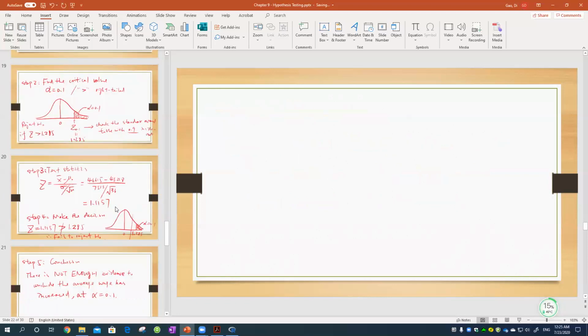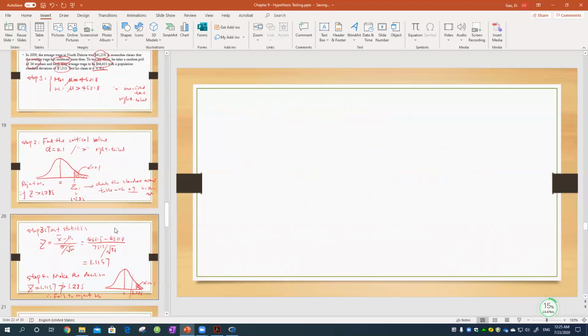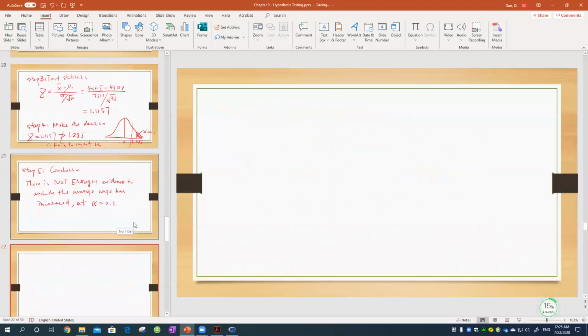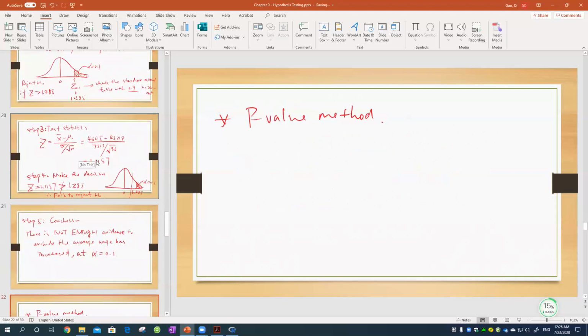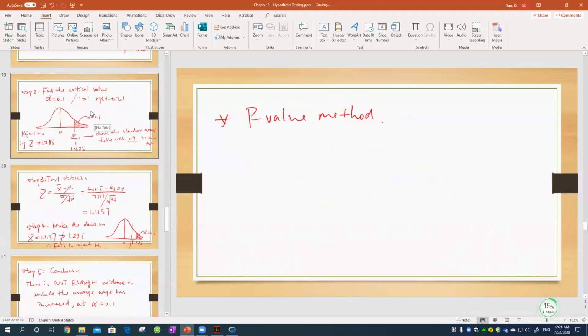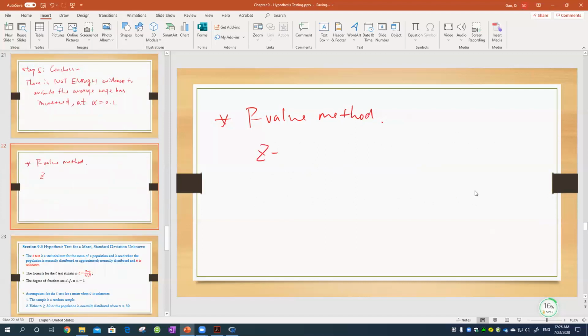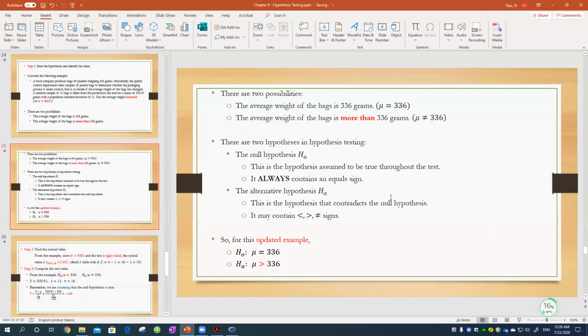And that's all for the critical value method of the 5-step hypothesis testing. And one last thing we can look at is the p-value. So we can always go with the p-value method. In the p-value method, you don't really look at step 2. We don't need to find the critical value. We are going to first calculate the test statistic. Then we know z equals 1.1157.